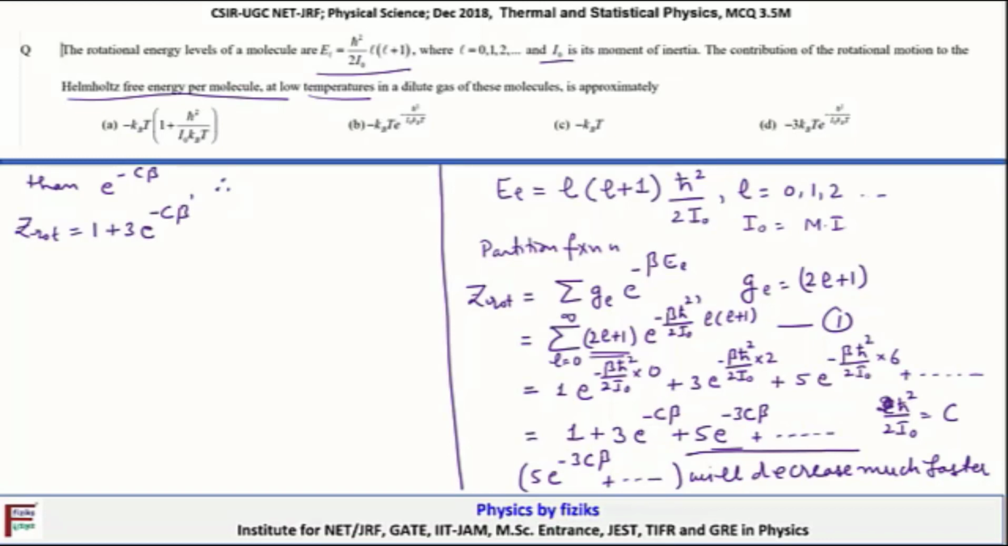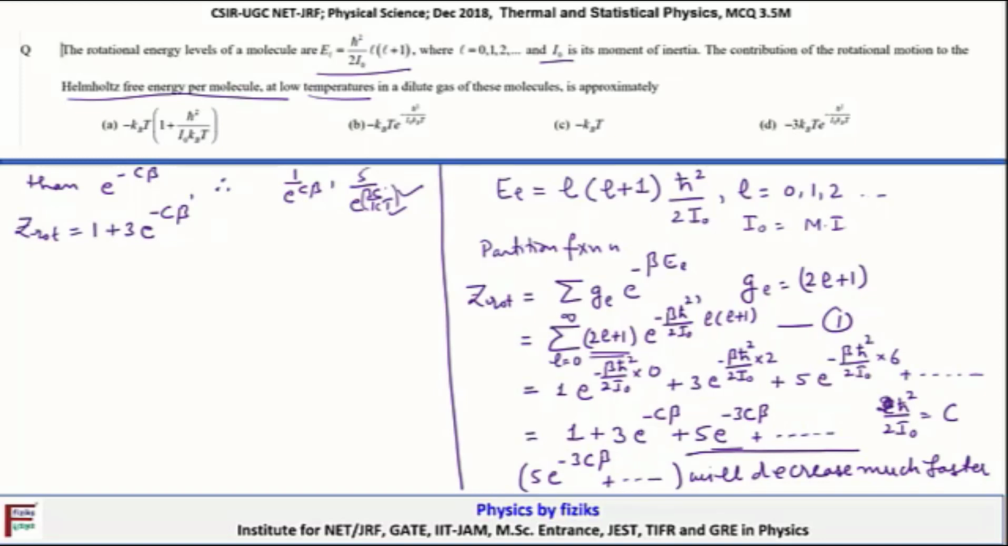I hope this point is clear, because exponential minus c beta can be written as 1 upon exponential c beta. If you compare this term with 5 upon exponential 3c beta, where beta is 1 over kT, then for low temperature, when temperature is small, this exponent becomes a larger quantity. So 5 divided by this large quantity becomes a very small quantity.